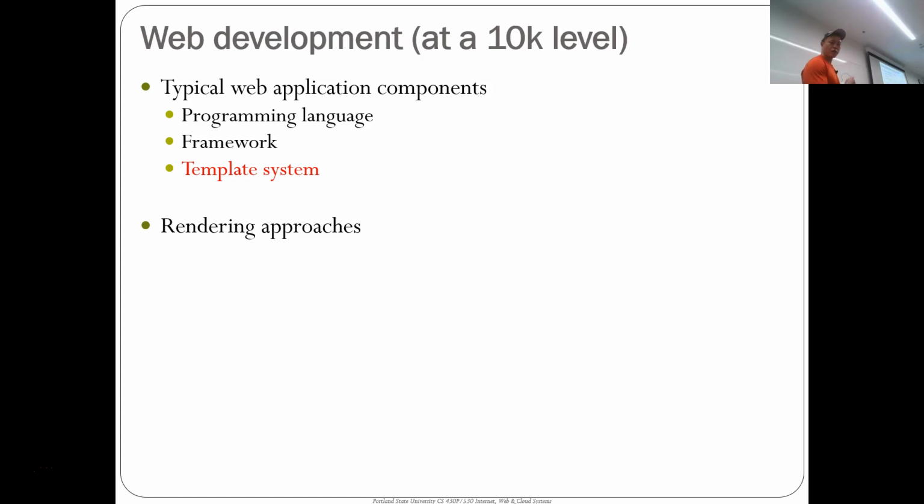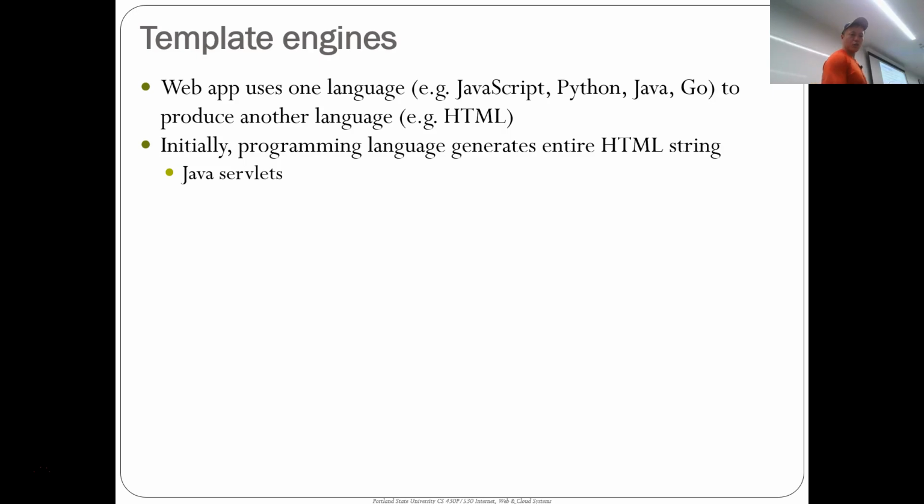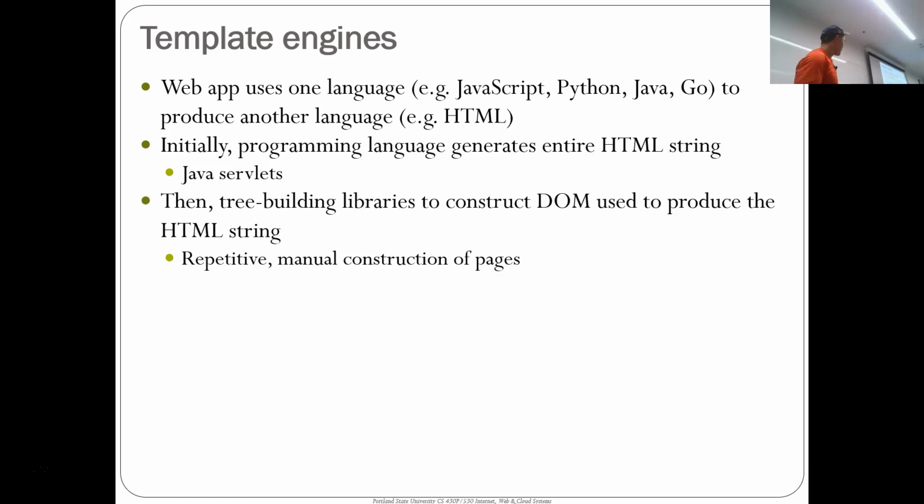Okay. The third part is your template system. So the web app is using one language, which is typically JavaScript, Python, Java, or Go, to produce another language, which is HTML. And initially, when we first developed this, it was the programming language that was generating one string, and that one string was your HTML, right? And this was done with Java servlets. That got really burdensome, right?